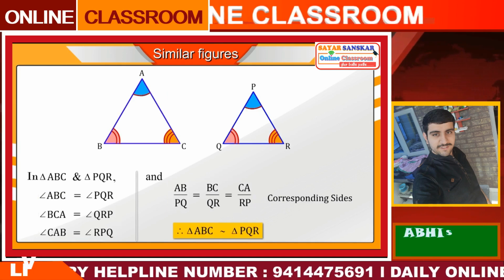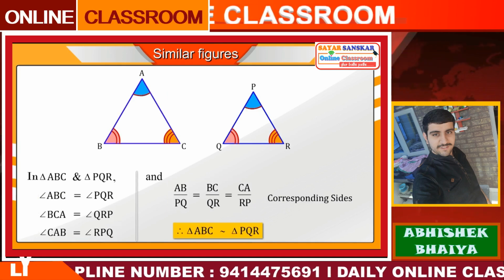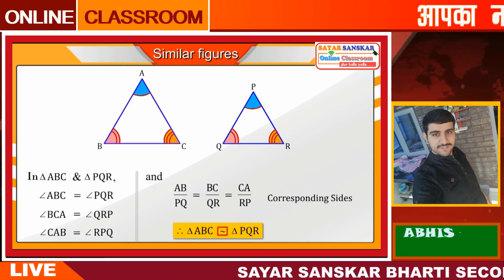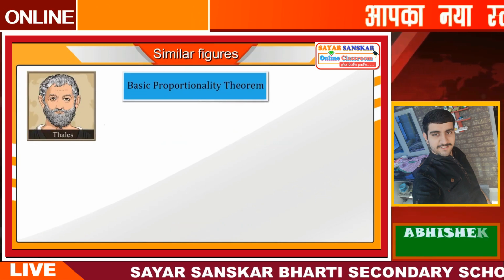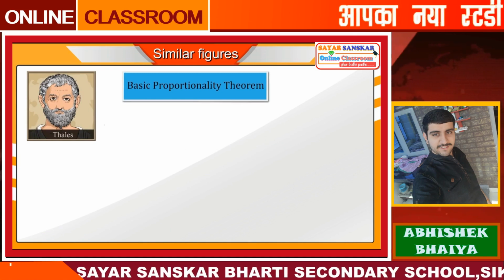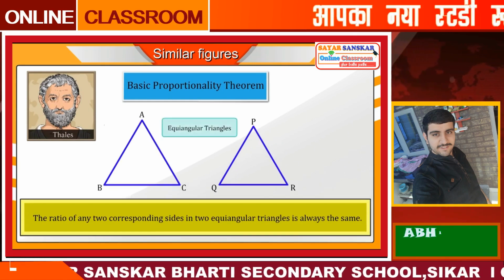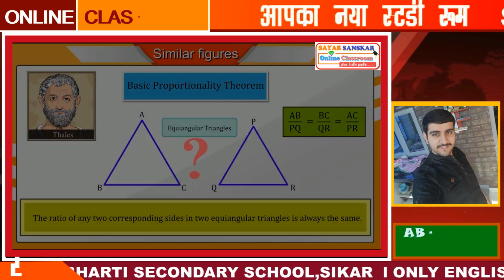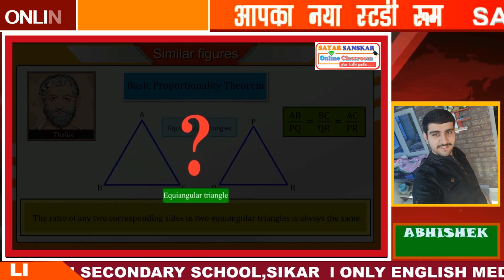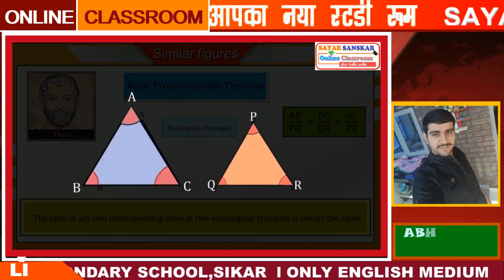The famous mathematician Thales gave a conclusion using the basic proportionality theorem: the ratio of any two corresponding sides in equiangular triangles is always the same. Can you tell what equiangular triangles are? Triangles which have equal corresponding angles are called equiangular triangles.